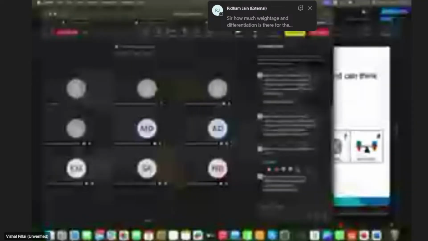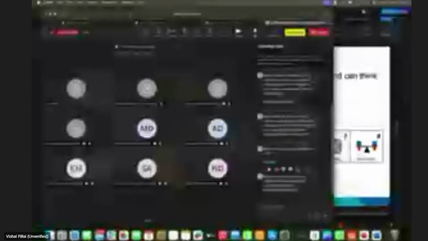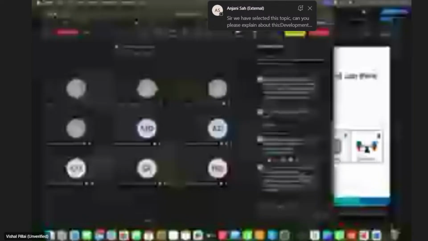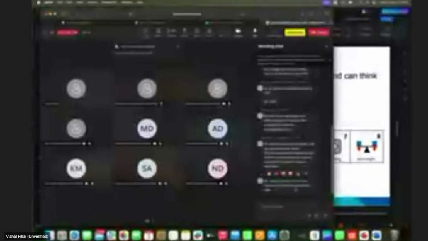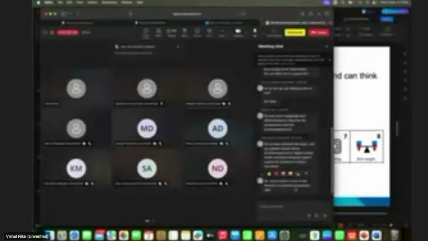So how much weightage difference is there for the presentation and the product prototype? See, first of all, at this current stage, I told you very clearly that there is no such requirement for problem statement. So yes, social impact is one of the heaviest considered parameters.